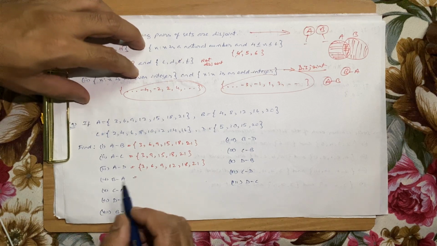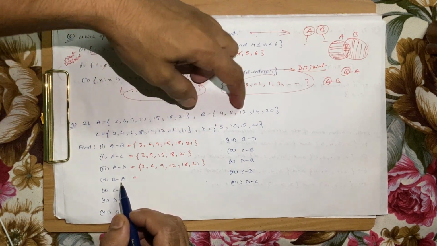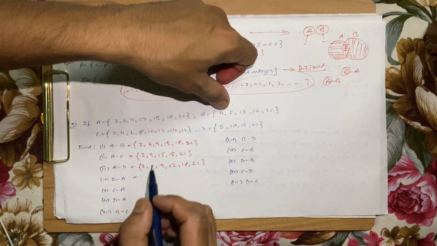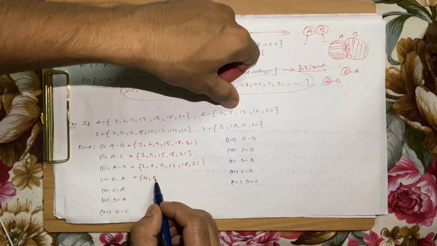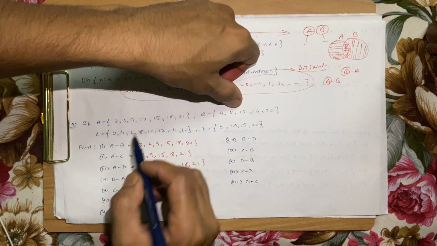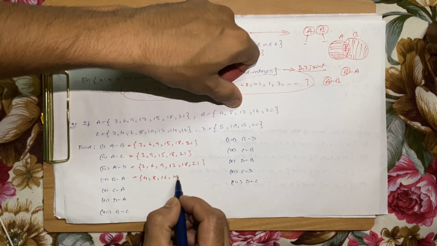Now B minus A, elements that purely belong to B and not to the set A. So compare B with A. B has 4, A does not have a 4. Okay, 4 I can include. 8 is not there here, so I can include 8. 12 is there in the set A, so I'll not include 12. 16 is not there, and 20 is not there.